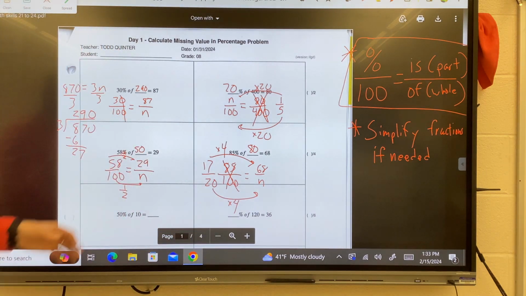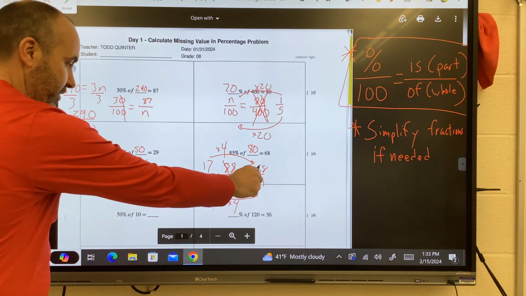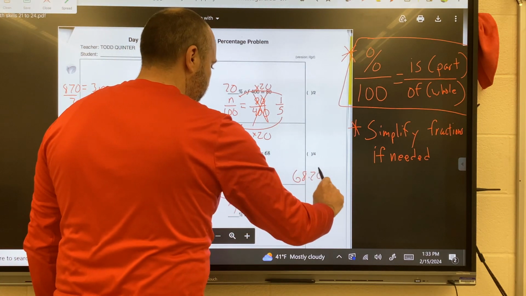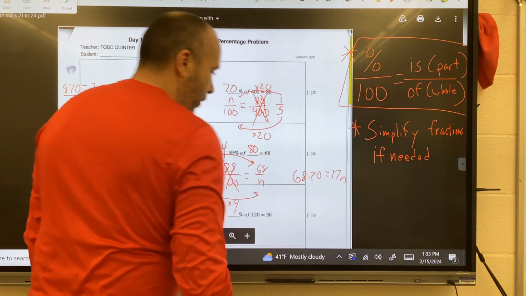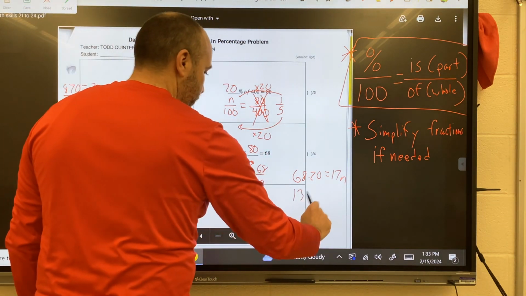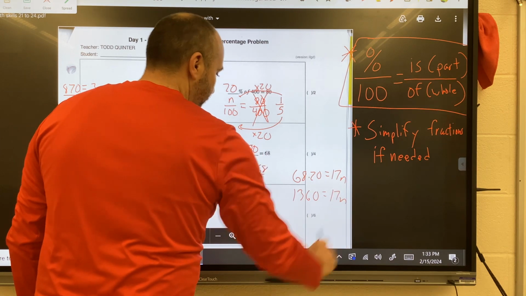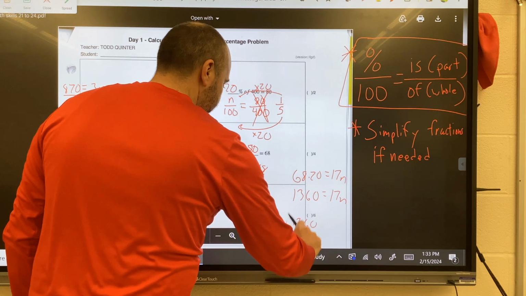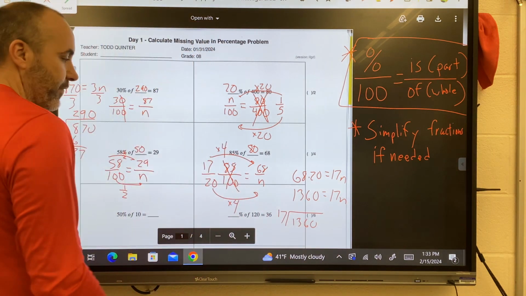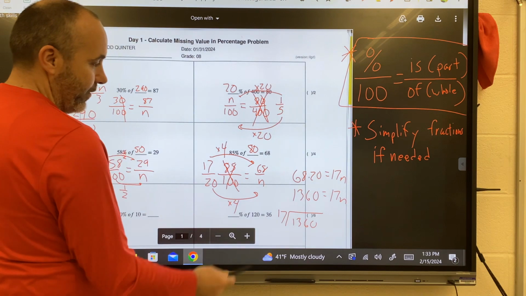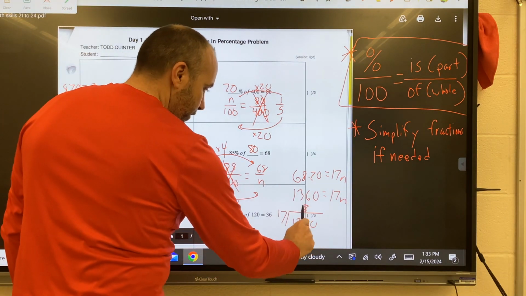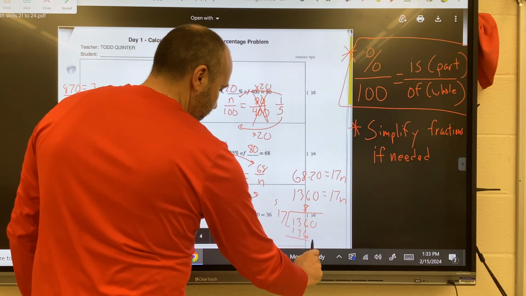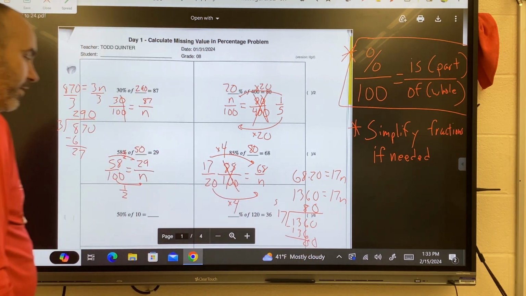And if you didn't know that, cross multiplying always works. We can do 68 times 20 equals 17 times n. And we can figure that out. And you may have to do the long division again to get that answer. 17 obviously doesn't go into 13. I kind of know that it's going to be 8. 8 times 7 is 56. 8 plus 5 is 30. We got the 0 in the end.